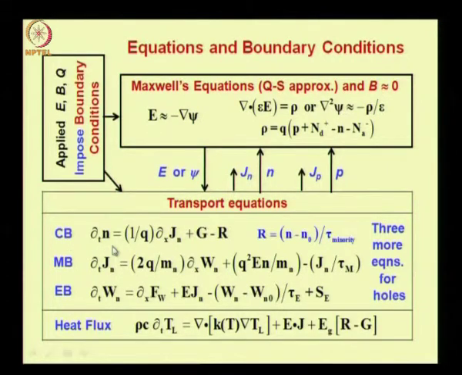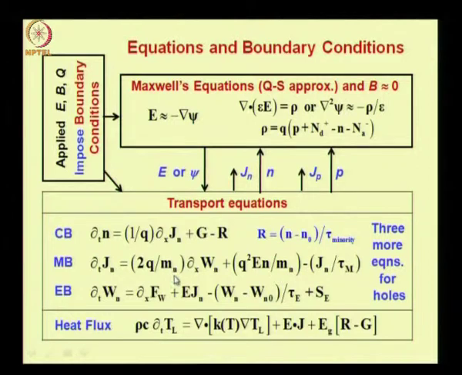So you have the carrier balance equation, that is ∂n/∂t equal to (1/q) ∂/∂x of Jn plus the generation rate of electrons and recombination rate of electron hole pairs. Often we write the recombination rate in this form of carrier concentration minus the equilibrium value divided by the minority carrier lifetime.